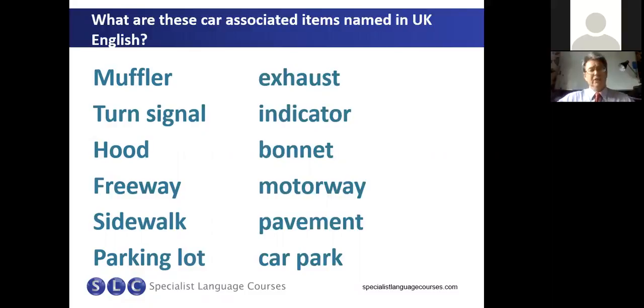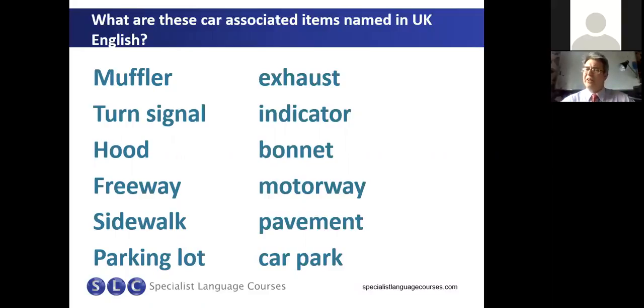The hood, underneath the hood is the engine or the motor. We call that the bonnet. The freeway approximates to motorway. Some of you said highway. The sidewalk would be the pavement. I think one of you got pavement.